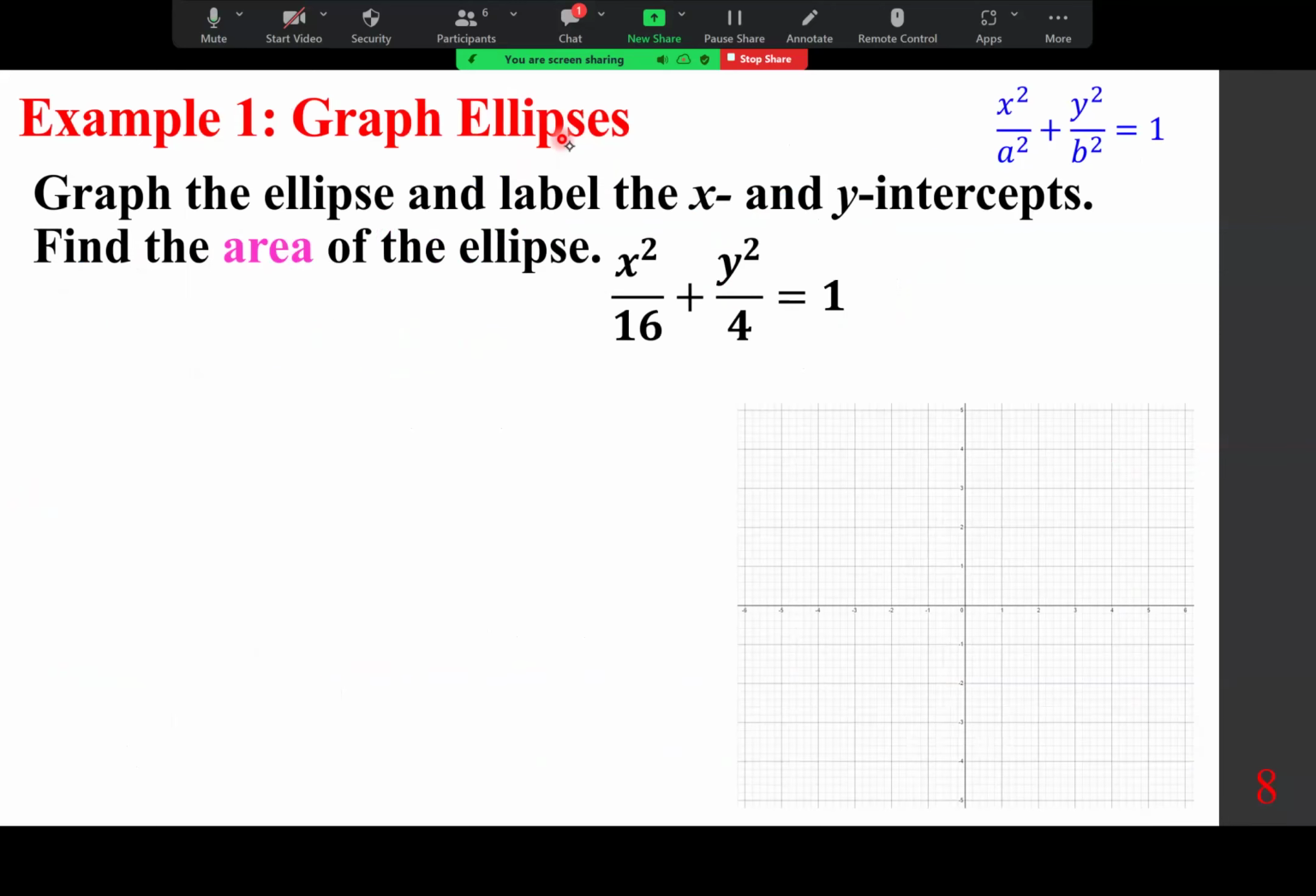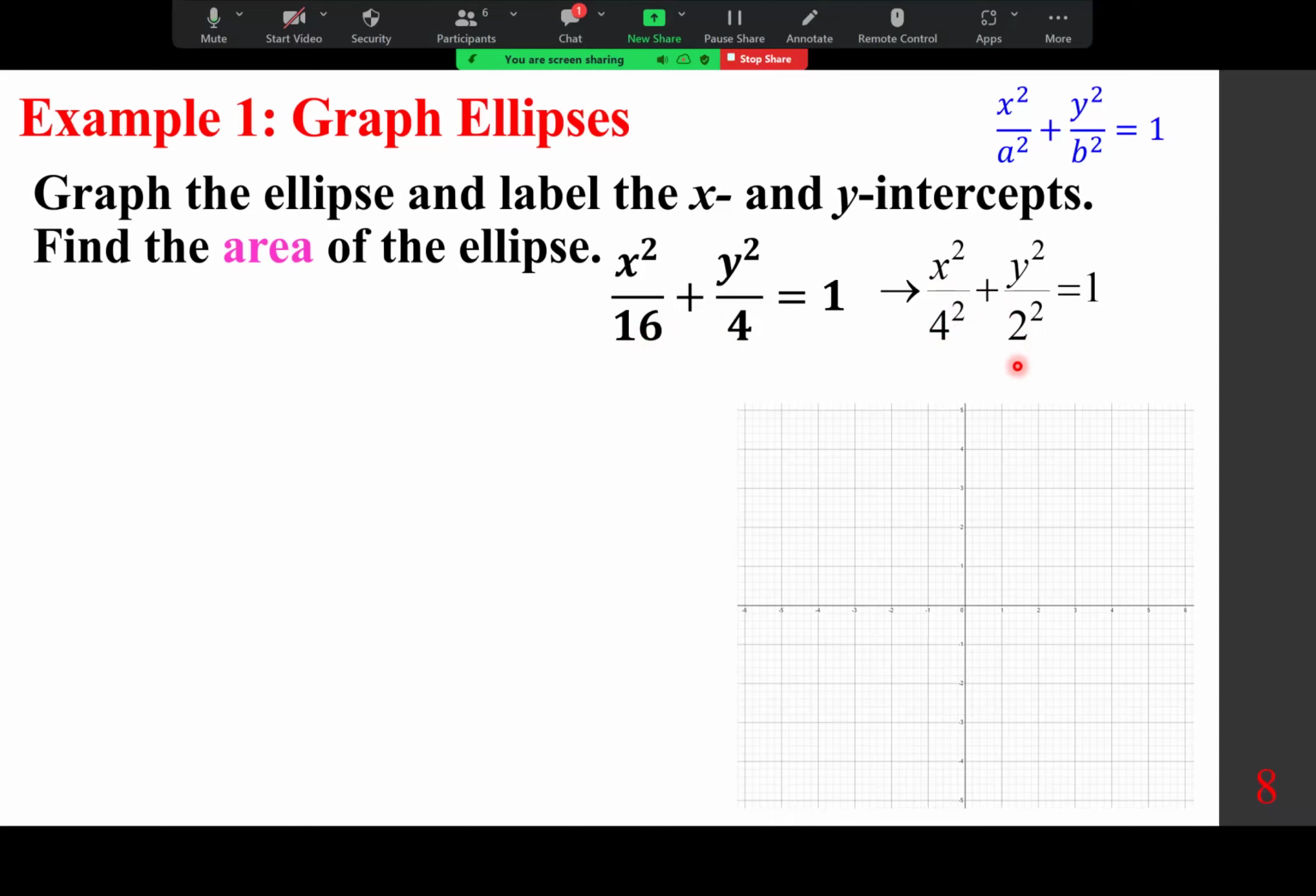Example 1, graph ellipse. Graph the ellipse and label the x and y intercepts. Find the area of the ellipse, x squared over 16 plus y squared over 4 equals 1. And we are going to use the general solution. So let's see what we need to do. It's important to know that 16 means 4 squared. If you don't want to write it, you don't have to, as long as you recognize that means a is 4 and b is 2. So this is 2 squared. I write that just to make sure, at least to get us started, we are comfortable with that.